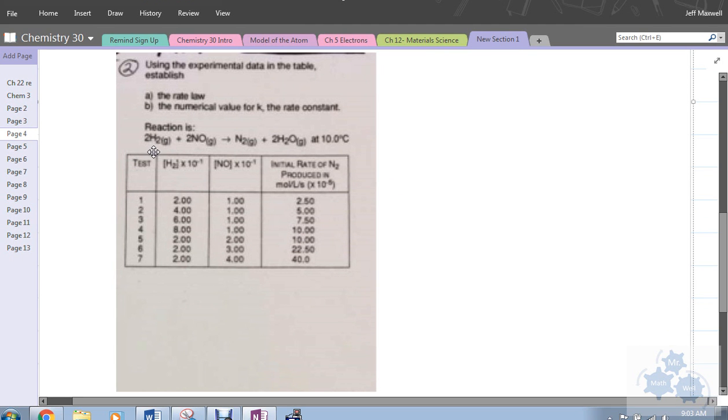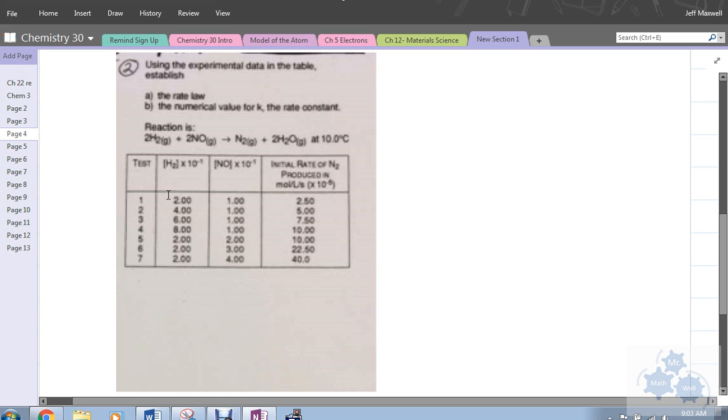Now let's take a look at what's happening here. The reaction is this: 2 moles of hydrogen gas reacts with 2 moles of nitrous oxide, producing nitrogen gas and 2 moles of water. And this is all happening at 10 degrees Celsius. Now, the temperature is important, as we know. A change in temperature changes the reaction rate, right? So the temperature in these trials must remain constant. It doesn't matter what the temperature is, really.